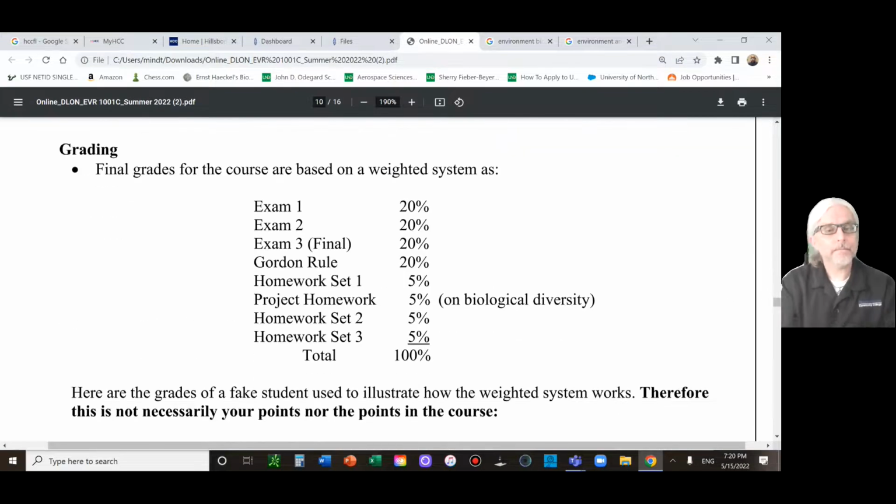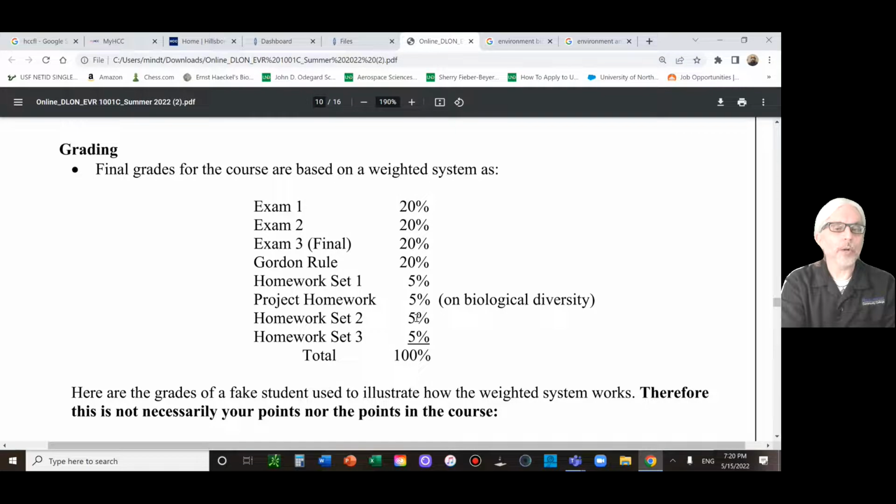All right, grading. So I use a weighted system and you can see what everything's worth. Exam 1 is worth 20%, exam 2, 20%, exam 3, 20%, Gordon rule 20%. Homework 1 is worth 5%. Now there's a project homework. That's your lab on biological diversity. That lab has a lot to do. So I made it its own grade. That's all that's going on there. It's no different than the lab, except there's a lot to do. So I was trying to help you out by giving you extra points on that lab. Homework set number 2, homework set number 3, and you can see it all adds up to 100%. There you go. You know your breakdown.